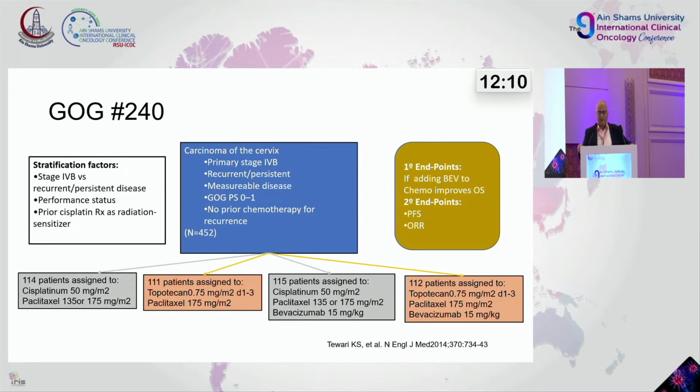In this study, they had cervical cancer stage 4B or recurrent or persistent after treatment with measurable disease, and no prior chemotherapy for recurrence. The primary endpoint was whether bevacizumab added to chemotherapy improves overall survival. The secondary endpoints were progression-free survival and the overall response rate. They compared cisplatin paclitaxel and a non-cisplatin protocol, topotecan plus paclitaxel, plus or minus bevacizumab.